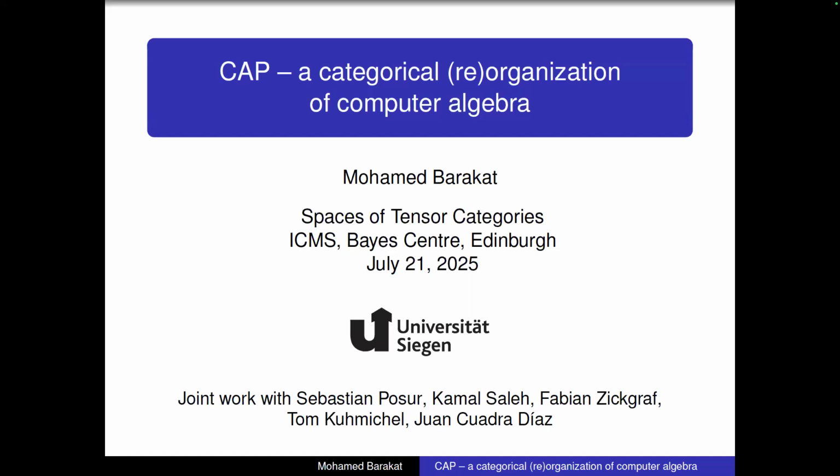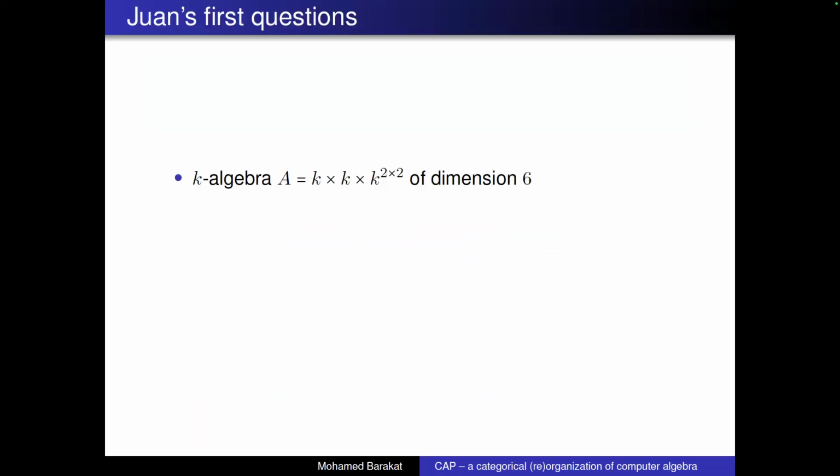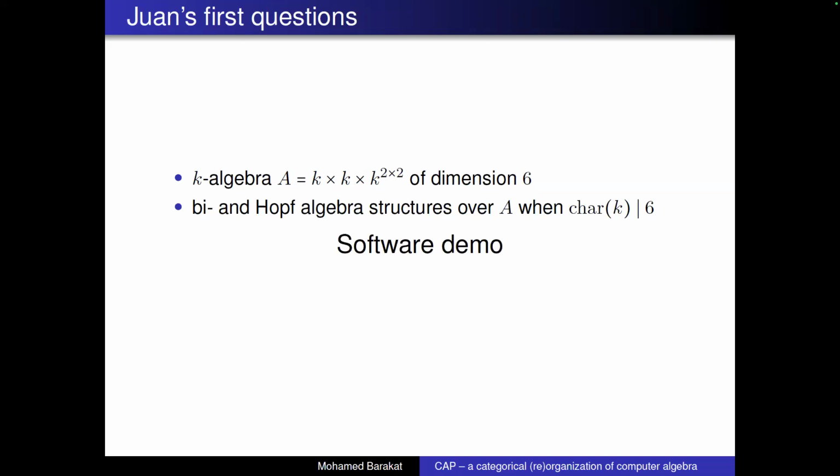So now I will start with the motivation that Juan gave me to start interacting with your community. He gave me this semisimple K-algebra of dimension 6, and he asked the following question: as someone who is really a greenhorn just entering the subject, try to classify all Hopf algebra structures over A when the characteristic of K divides 6, the dimension of the algebra. So here is a software demo, and it actually took me something like 1 or 2 days to write this. The reason why it went so quickly will be made clear on the next slides.